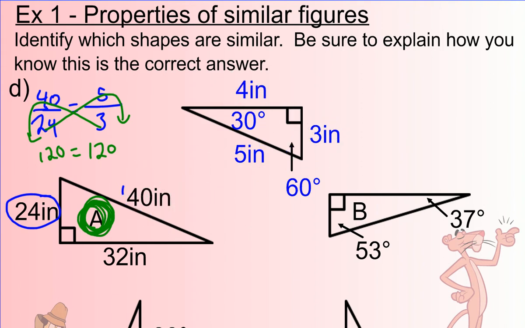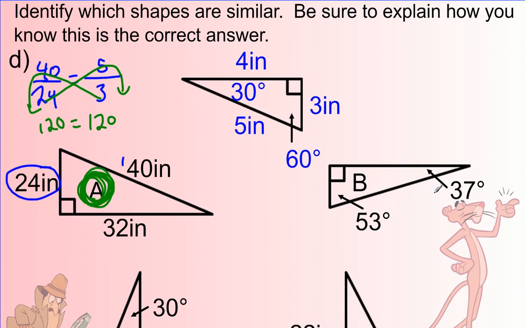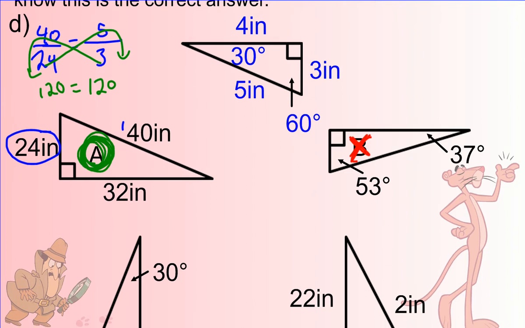Letter B. They give me angle measures. We learned back in the first example that if your shapes are similar, their angle measures should be the same. And if you look at angle B and the given triangle, no, this and this are not the same angle measure. The corresponding angles are not the same, which means these shapes are not similar. So letter B is no. It is not similar to the given triangle.